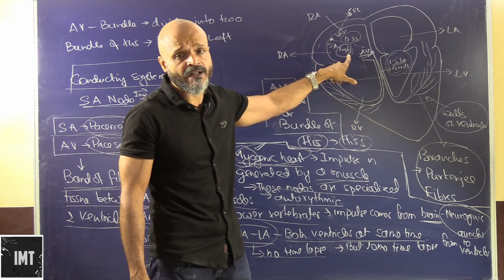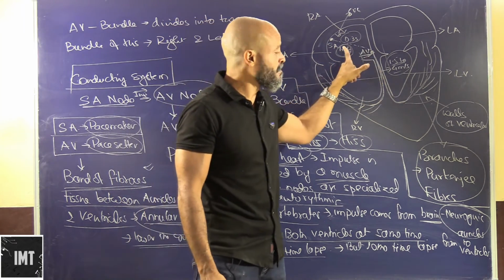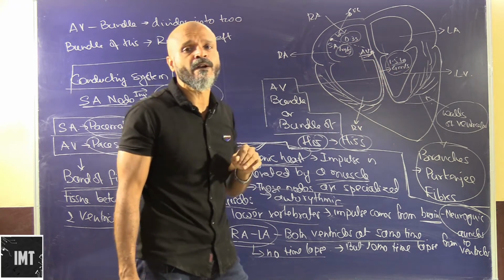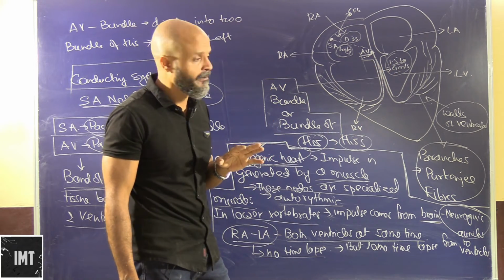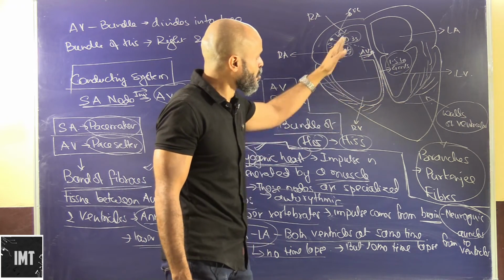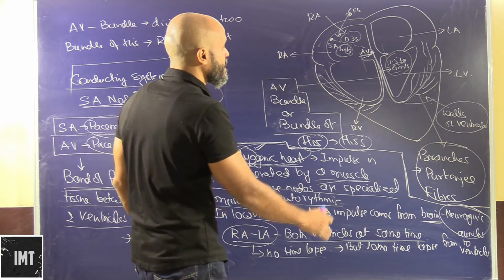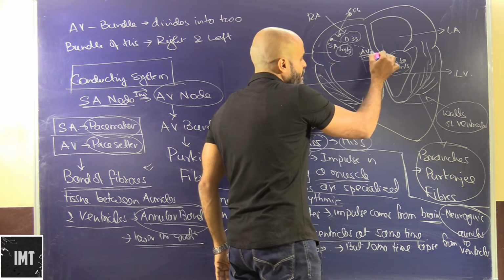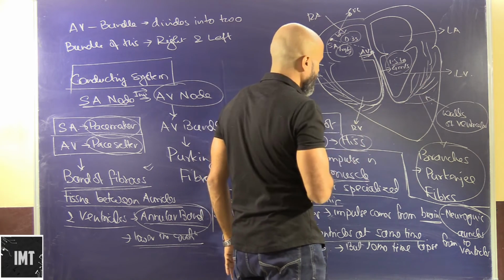These impulses which were traveling at 1 meter per second from the sinoatrial node get amplified by the AV node to a speed of 1.5 to 4 meter per second, and they travel through two bundles known as the bundle of His. They are traveling one to the left and one to the right.